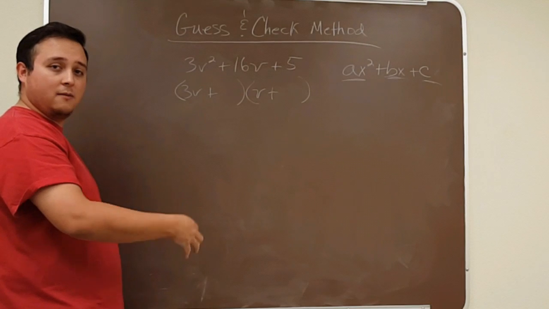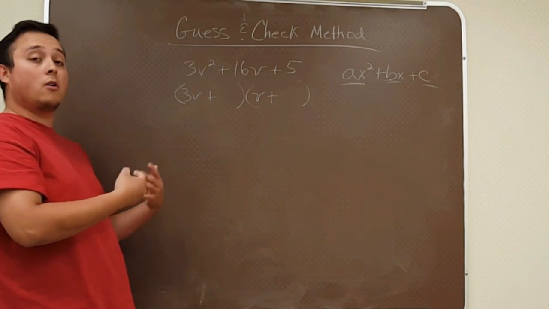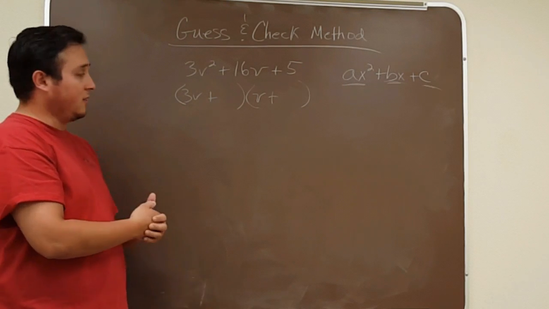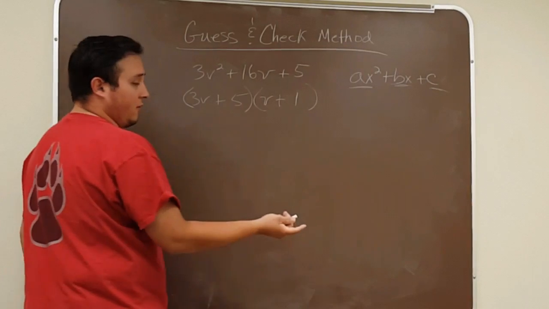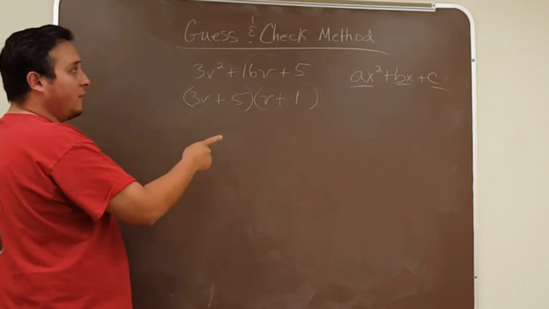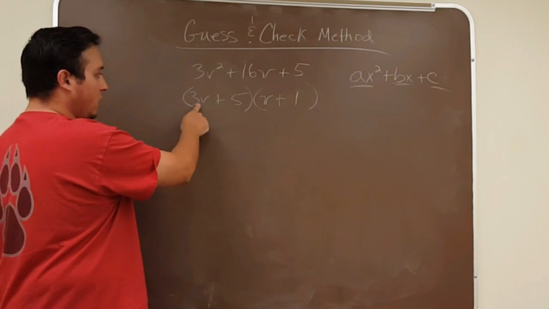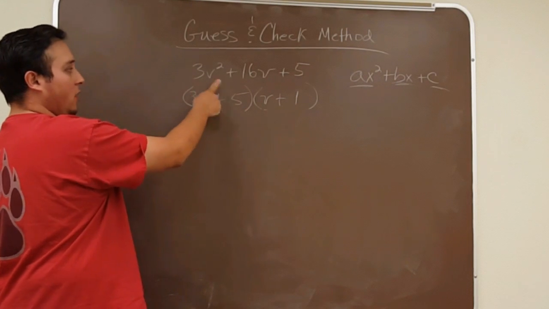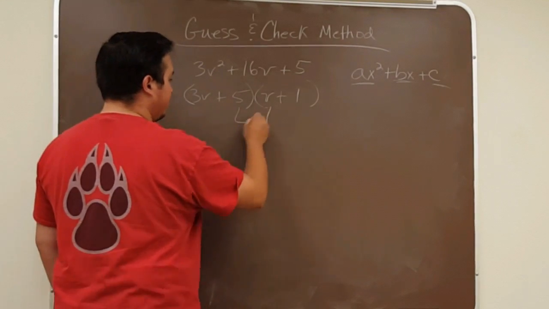After doing this several times, you'll start to see a pattern that could arise. You'll be more likely to guess correctly. So in this case, let's just plug in a 5 and a 1 and see if we're correct. You do not have to FOIL to check yourself, because we already know from this method that 3v times v is 3v squared. We already know that 5 times 1 is 5. We just need to check our b term.